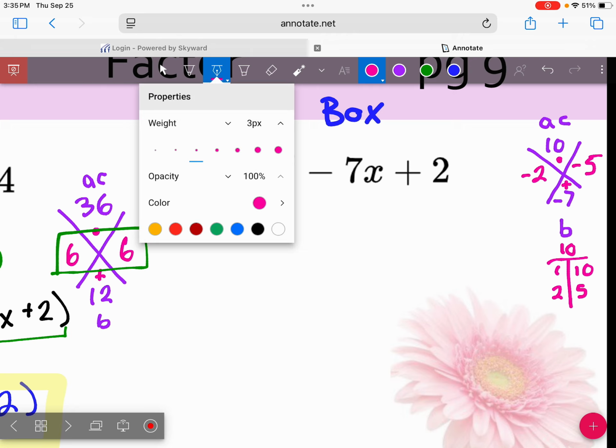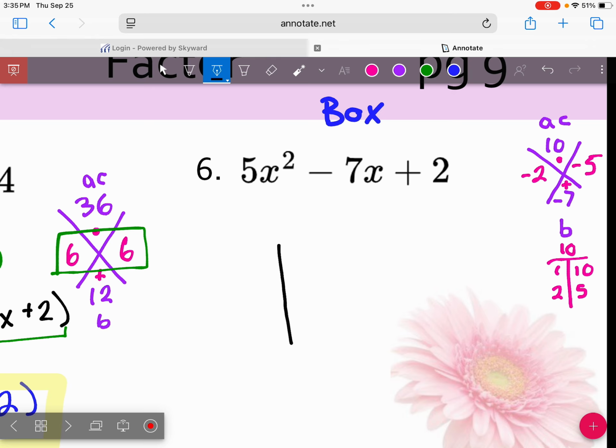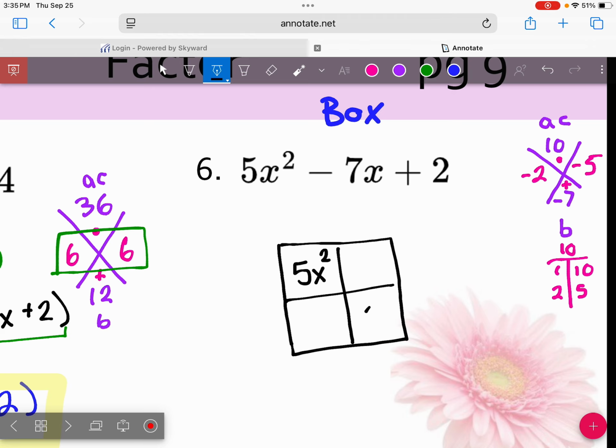So what that means is when we are going through on the box, using that area model, what we're going to have is our 5x squared that goes up here. It's always our ax squared in the top left box. That c value is going to go in the bottom right box. And this middle term gets these two numbers in these two boxes. So we're going to have our minus 2x and our minus 5x. That's where we get these two values and how we split up this 7 into two different pieces.